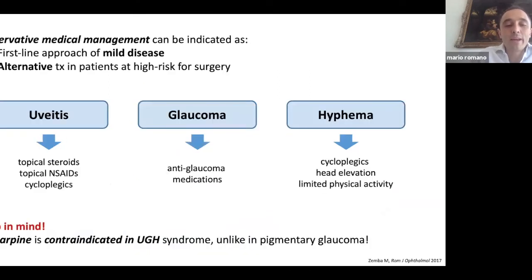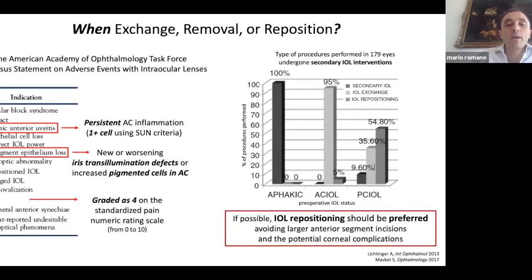At the beginning, in case of mild disease, we can try medical management, but most of the time it is not enough. We need to remember it's better to avoid pilocarpine, which is contraindicated in UGH syndrome, unlike in pigmentary glaucoma.